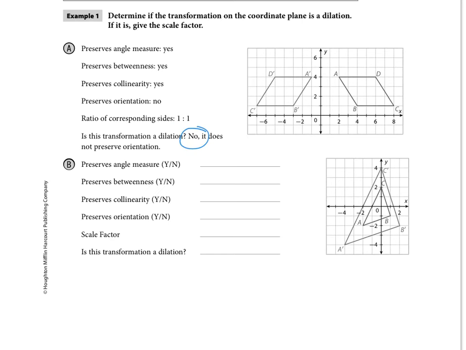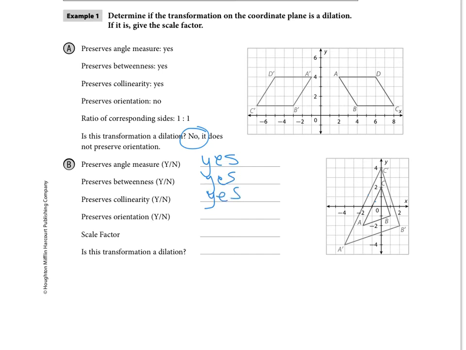So let's see in part B here if we can fill in what we need. Does this preserve angle measure between the pre-image and the image? And if we were to put a protractor down there, I think we would agree that that is a yes. Does it preserve betweenness and collinearity? Again, if I were to put a point on the pre-image and then on the image, would it stay between the two? Would it stay on the line? Yes, it would.